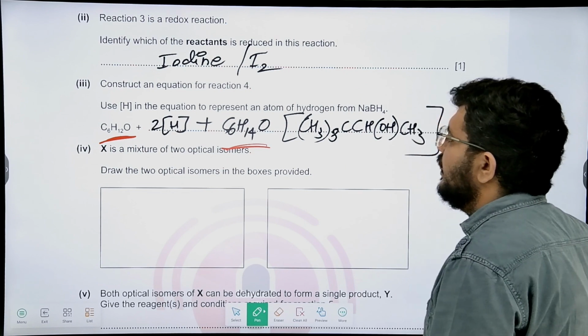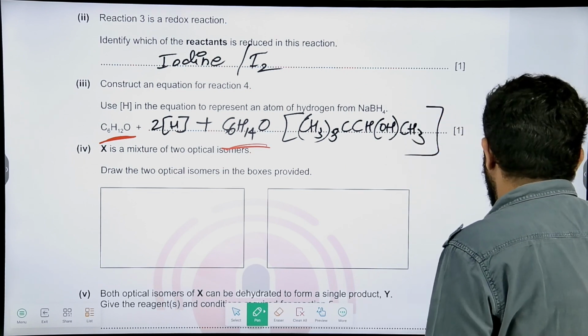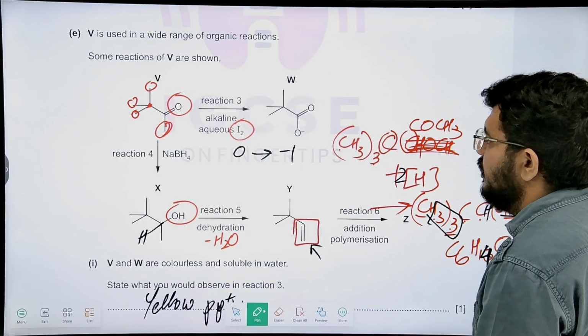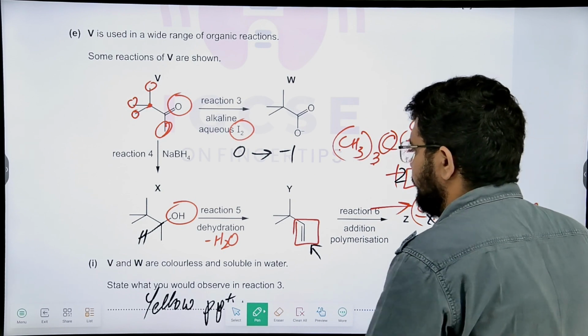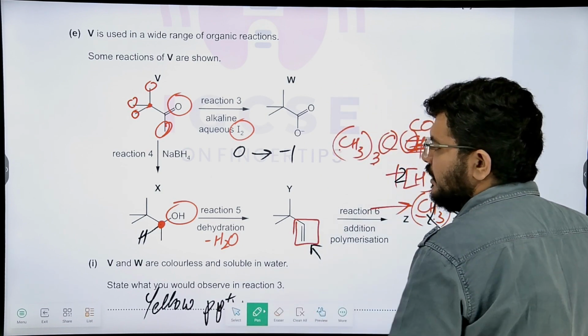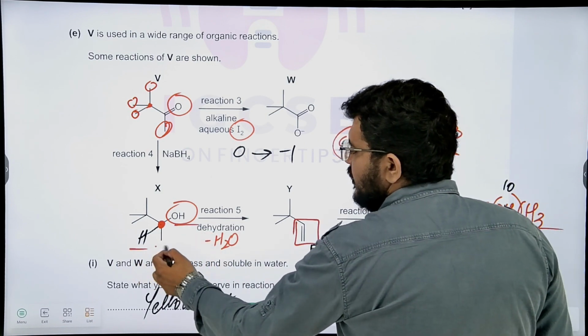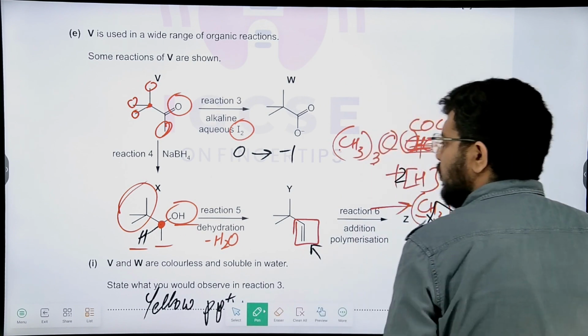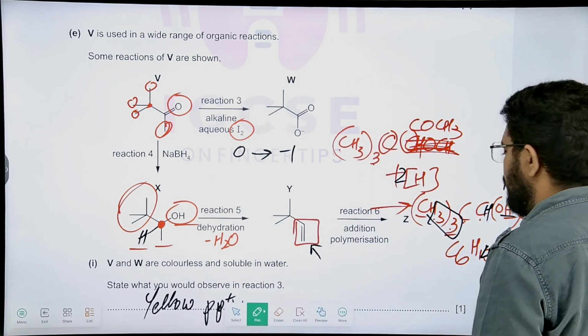Draw the two optical isomers in the boxes provided. Let's look at what X looks like. This is the chiral carbon, right? It has OH on one side, H on one side, CH3, and this group on the other side. So let's draw it like that.